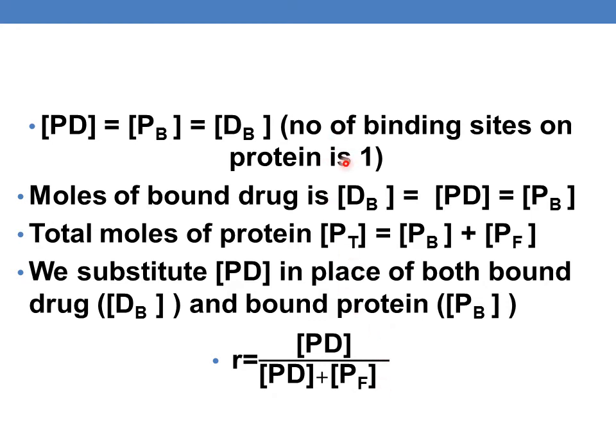This is nothing but the same point. As we all know, if a protein has one binding site, the molar concentrations of bound drug and bound protein are equal, and the total moles of protein can be calculated by PT equals PB plus PF. The final equation of R is equal to the molar concentration of protein-drug complex divided by the molar concentration of protein-drug complex plus the molar concentration of free protein.